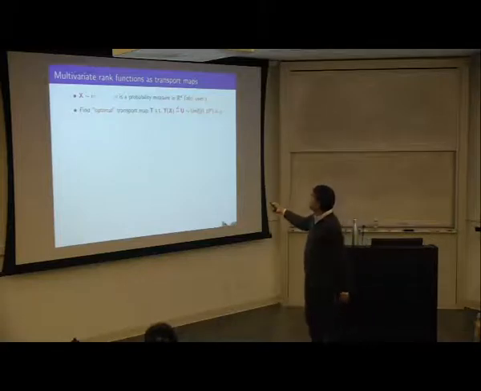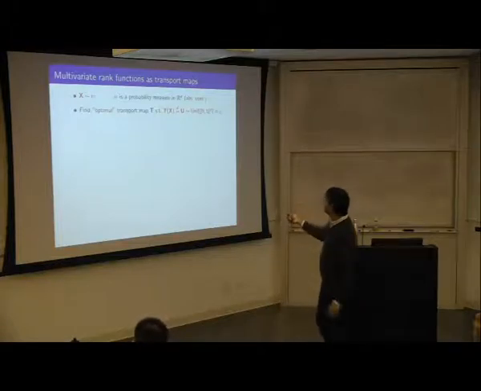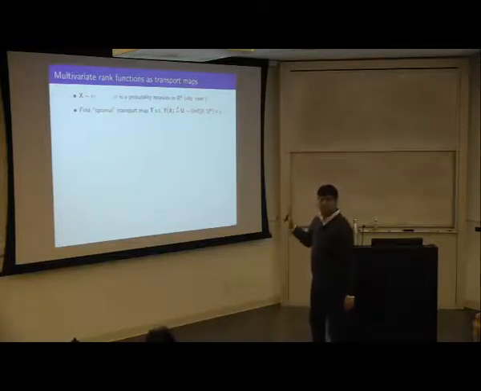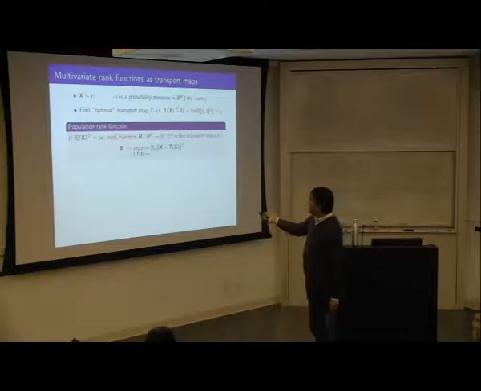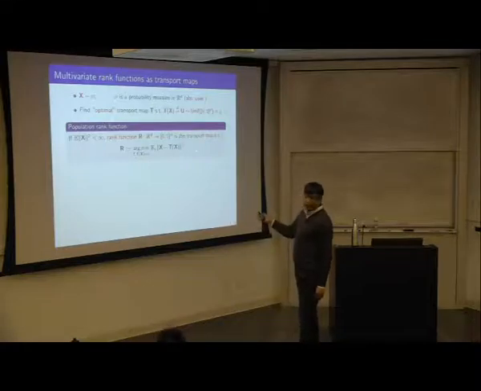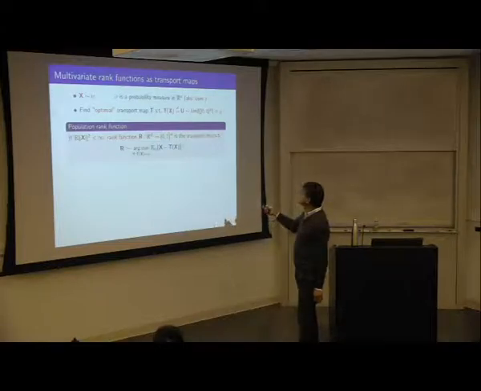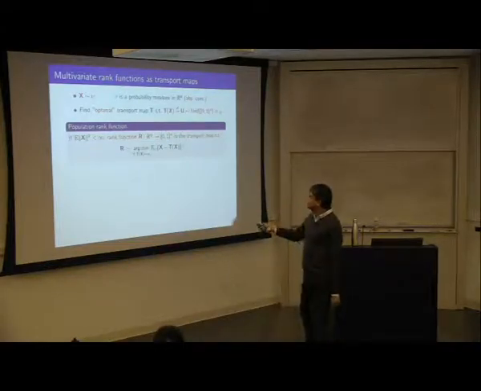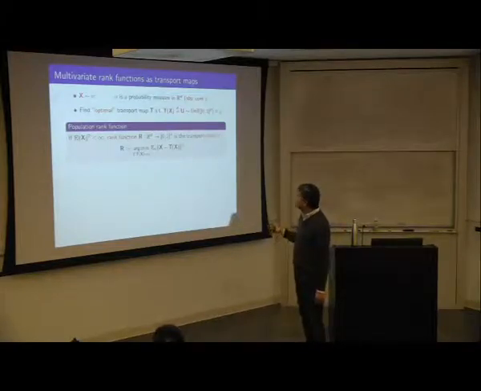You may ask why uniform [0,1]^d? That's not the only choice. You could have transported it to the ball of radius 1 around 0. But for reasons that will be clear later in the talk, this is a nice distribution to transport to. So I want to find a map that does this transportation. The multivariate rank function will be defined as the optimal transport map that transports the data distribution mu to uniform [0,1]^d. So you are basically trying to solve this problem. Now, as you know, this problem has a solution.